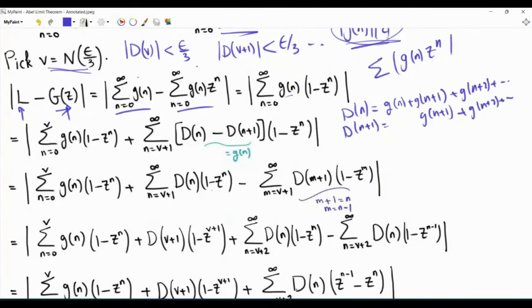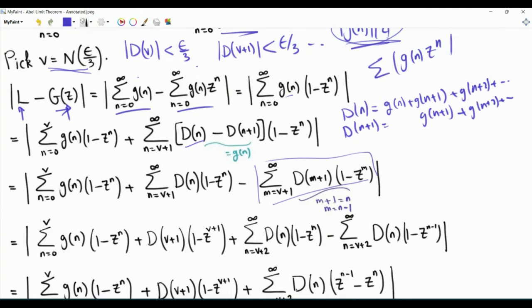Now we can split this into two sums. So one here, I will take d of n times 1 minus z to the power n, and then the other summation, n from v plus 1 to infinity, d of n plus 1 times 1 minus z to the n, but I will rename the summation index as m. Now in this summation here, we will do a change of summation index, m plus 1 is equal to n. And this is done so that this d of n plus 1 is changed to d of n, and then we can combine these two sums again.